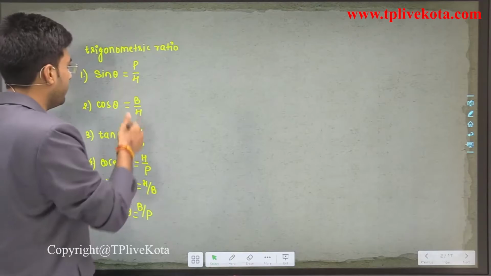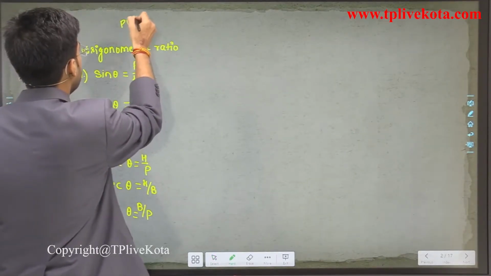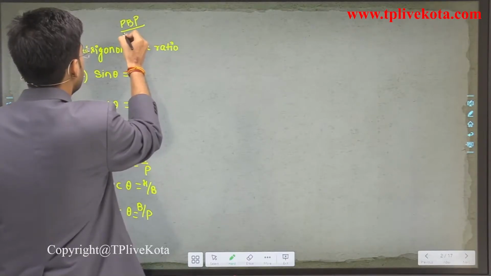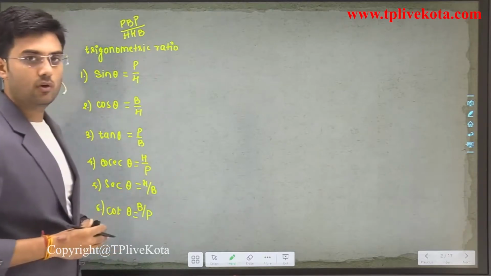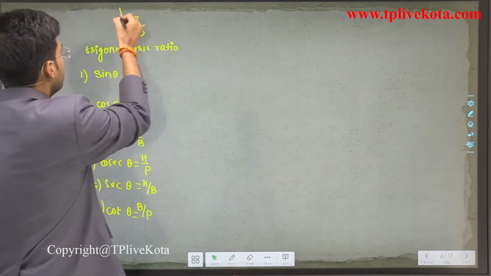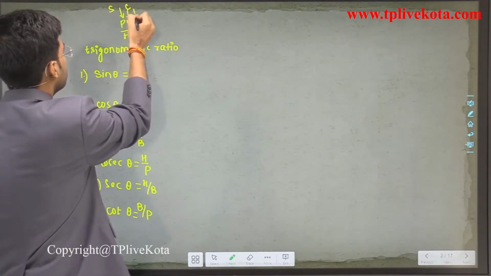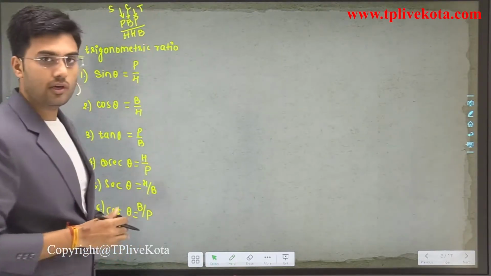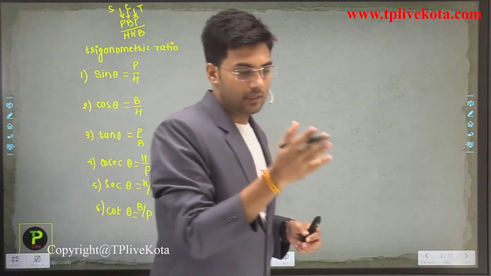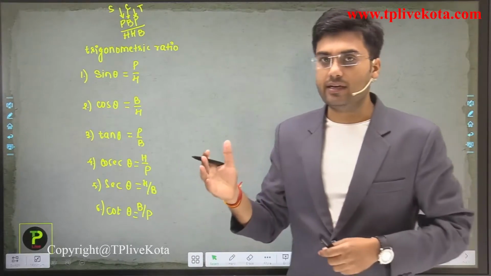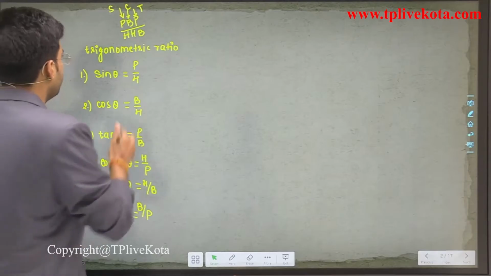And students, to remember this, we have a short trick. PBP, Pandit Badri Prasad. HHB, Har Har Bhole. Okay, this is for sin, cos, and this is for tan. And we know that cosec, sec, and cot are the reciprocals of sin, cos, and tan respectively. Clear? So these are the trigonometric ratios.